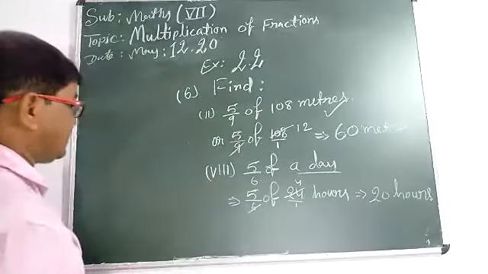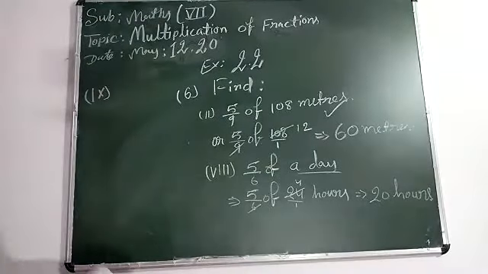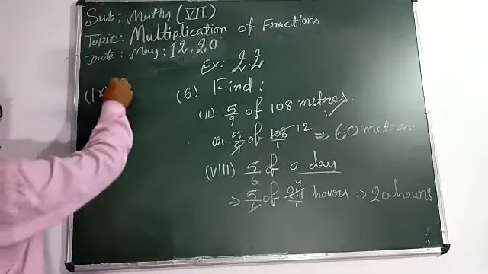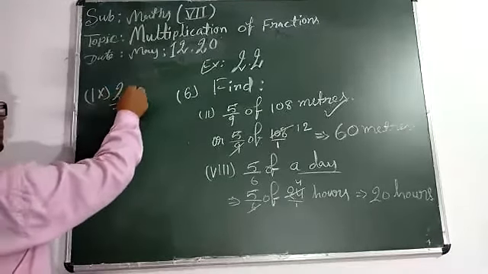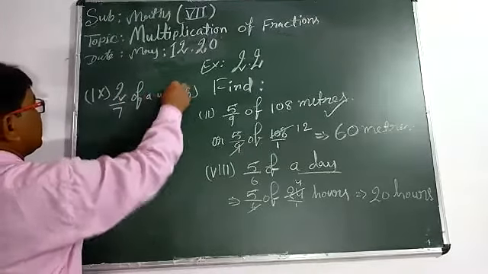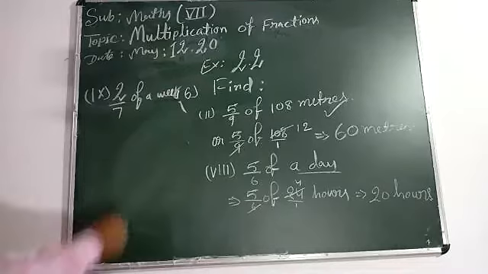Now, student, sum number 9. In the same part of the question: 2 upon 7 of a week. Okay, week, do you know? 1 week is equal to 7 days.